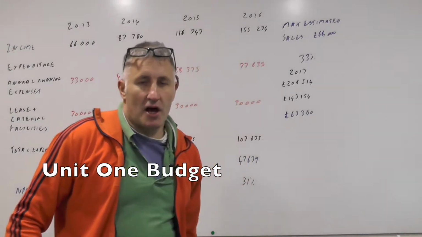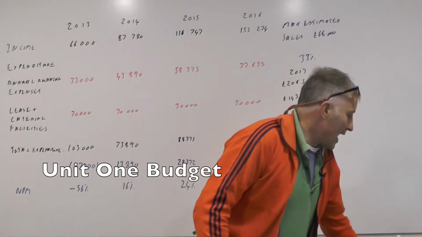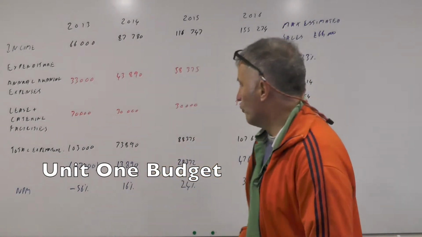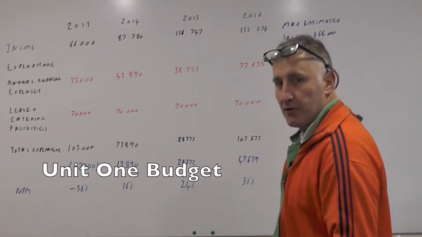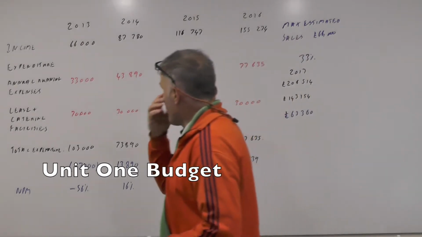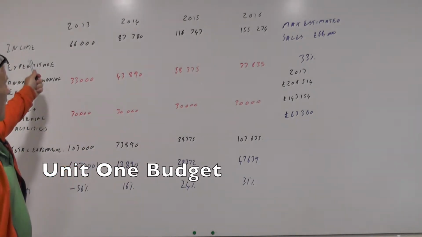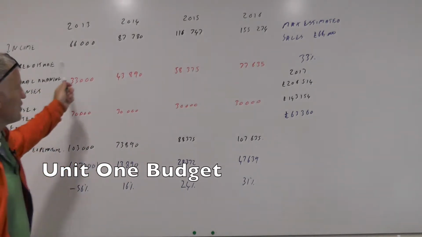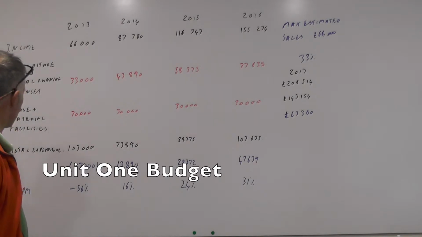Okay, so this is a Unit 1 budget question which I've got on the board here, and fairly straightforward. The bits in blue are the bits that I've gone out and created myself. So what you've got on here is an income statement, and the income statement is obviously increasing every single year, and then we've got various expenditures.